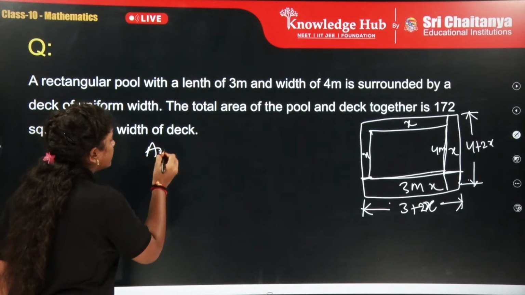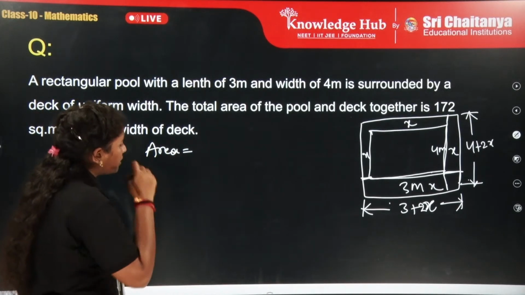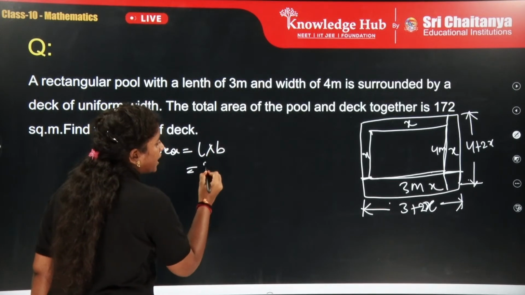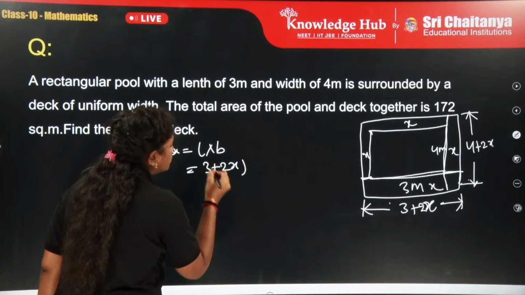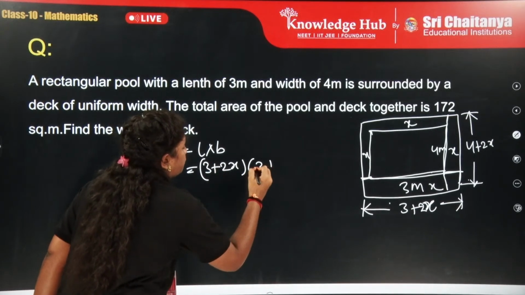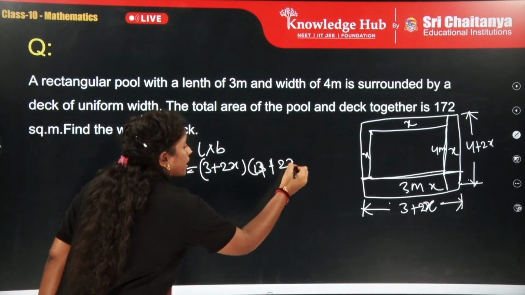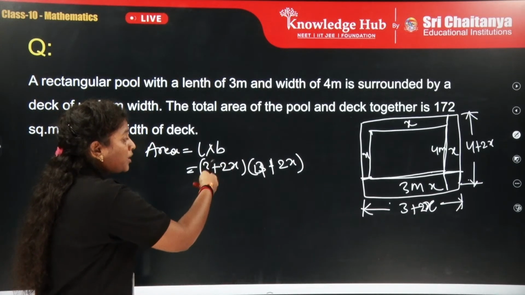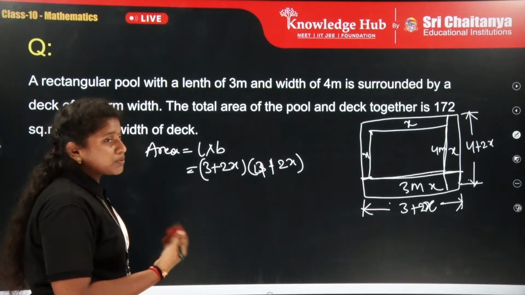So area of the complete figure is given by length into breadth, which is nothing but 3 plus 2x into 4 plus 2x. Okay. Now here we are going to do the product of the binomials. That is nothing but use the distributive law.